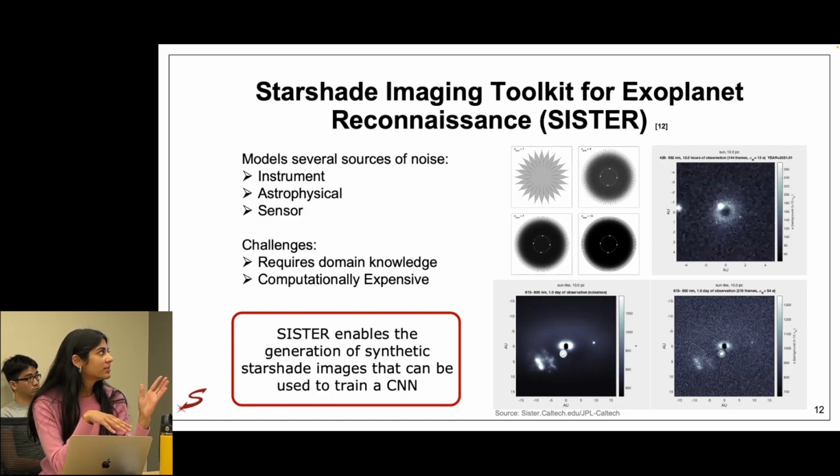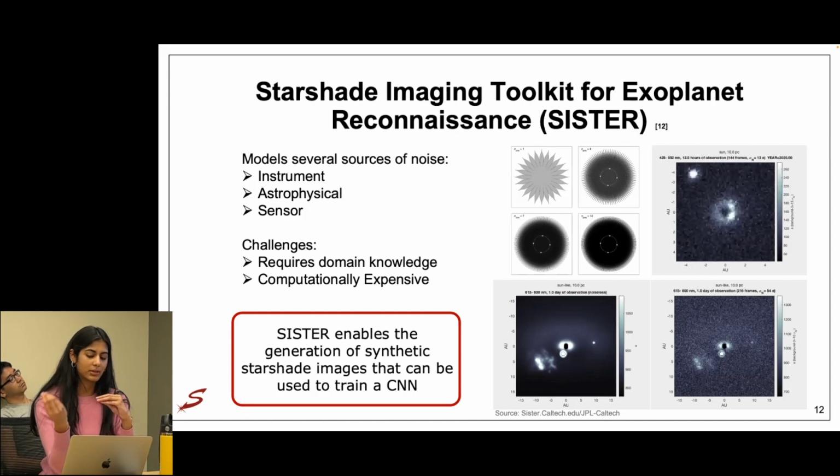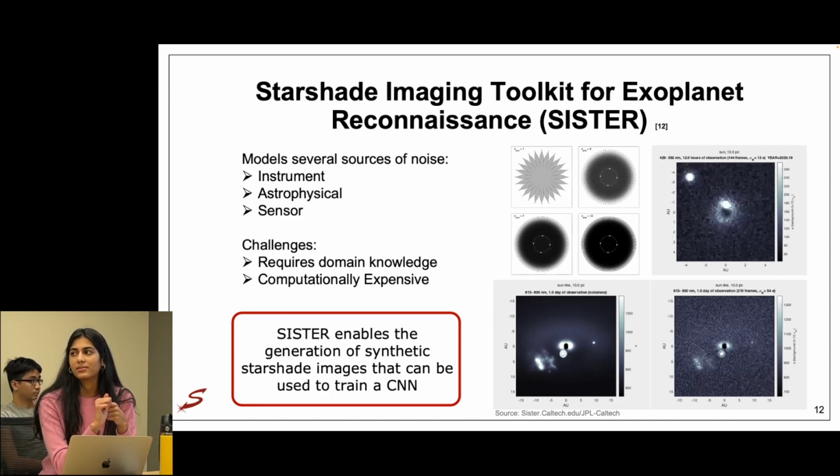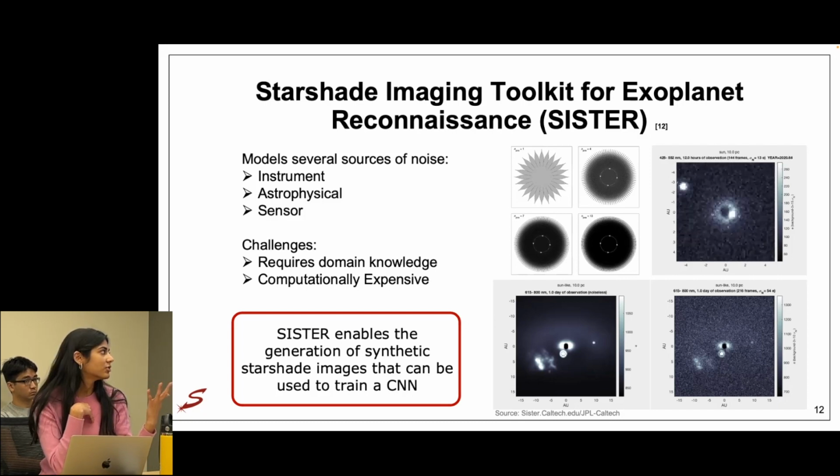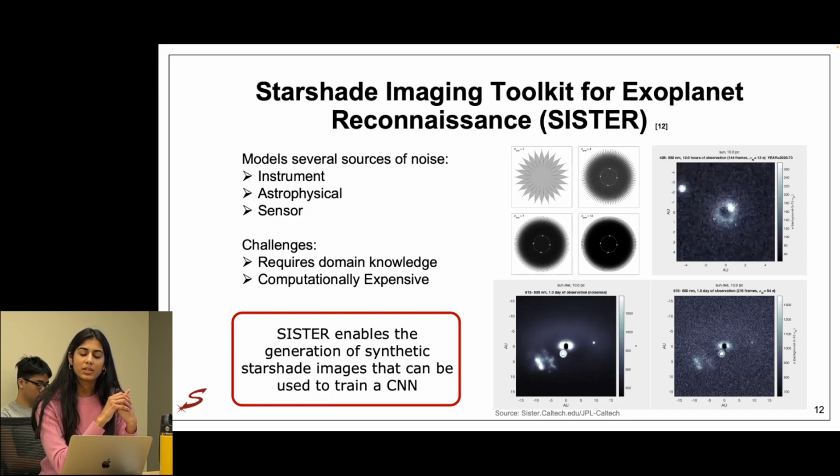The challenges with SISTER, and this will come up later when we discuss the data set we used for our work, is that it requires extensive domain knowledge in order to create physically realizable simulations, and it is quite computationally expensive to generate these images. But the bottom line here is that SISTER enables the generation of synthetic starshade images, which we can then use to train a CNN.